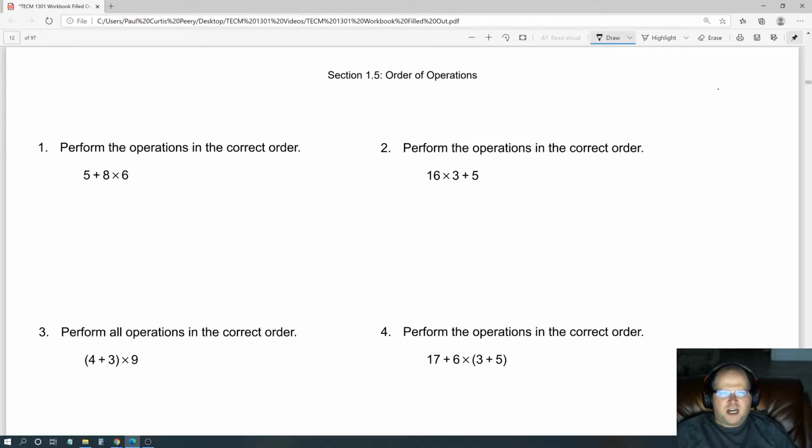Section 1.5, Orders of Operation. Okay, so the acronym that normally is used for order of operation is PEMDAS, at least in the United States. It can be different in other countries, but it's the same concept.